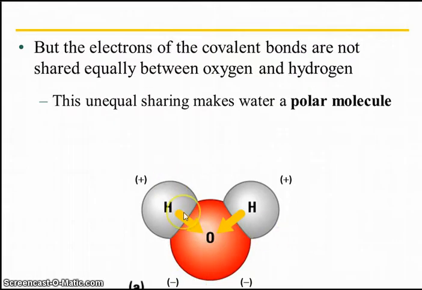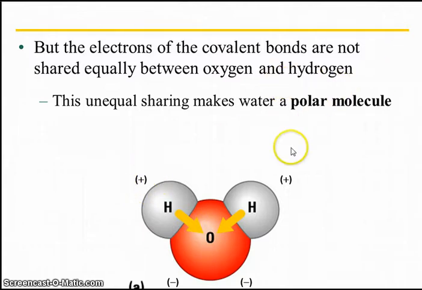Okay, but they don't share the electrons equally. Oxygen, remember, is very electronegative. It's the electron sucker. So the electrons are far more likely to be circling around the oxygen. That means the oxygen has a slightly negative charge, whereas the hydrogen has less negative charge. The electrons aren't very likely to be there, so it has a slight positive.